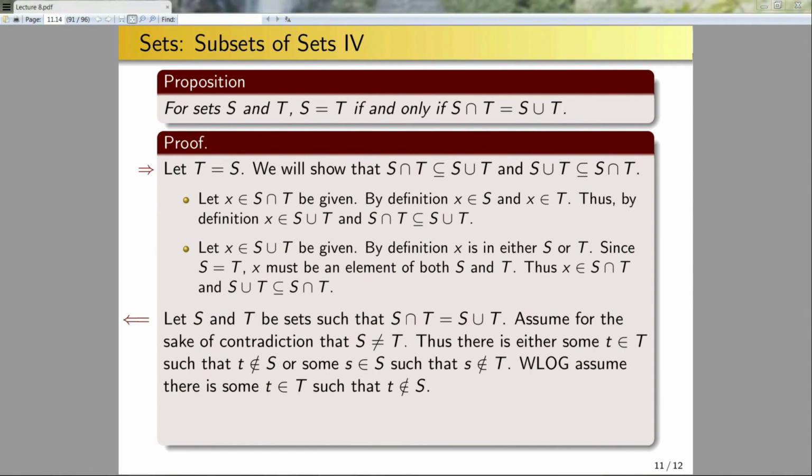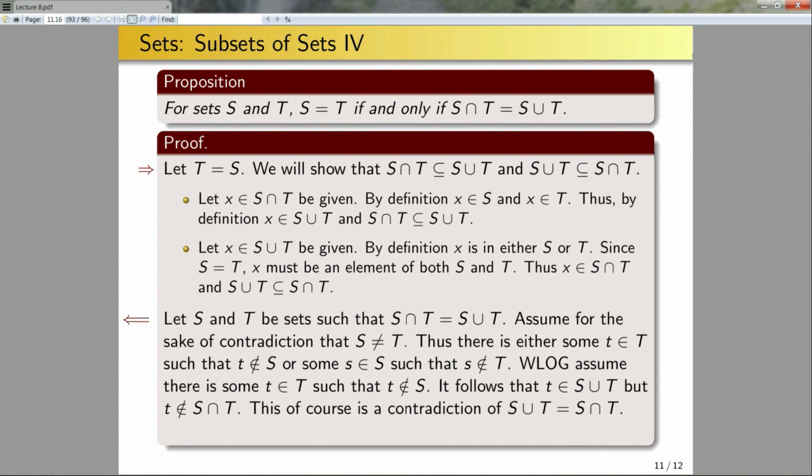So now, there exists some element t in T such that t is not an element of S. Well, it would follow that t would be in the union of S and T, but at the same time, by definition, t would not be in the intersection of S and T. Now, originally, I let S and T be sets such that the intersection equaled the union, and now, with this assumption, I've shown that there is an element in the union that is not in the intersection. This is a contradiction that the union is equal to the intersection. Thus, our original assumption that S was not equal to T is false, and therefore S is equal to T.